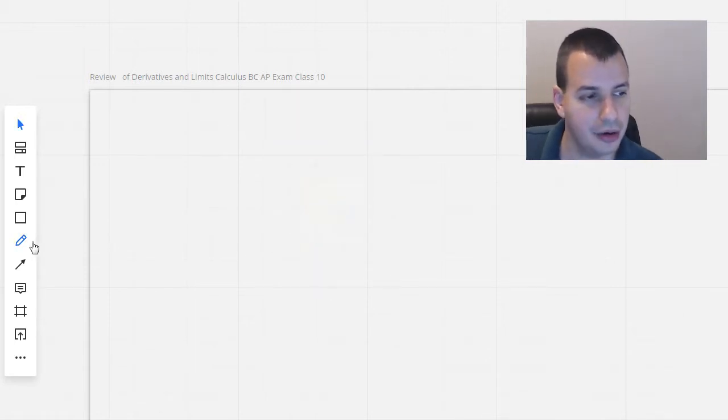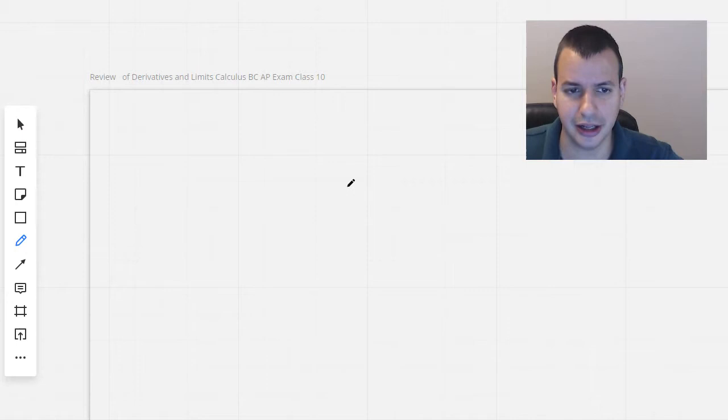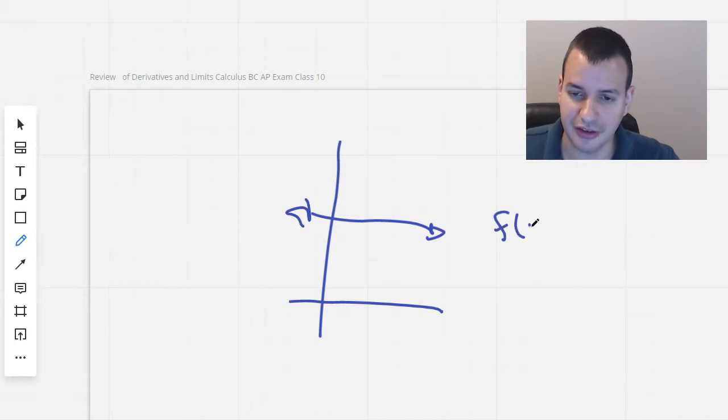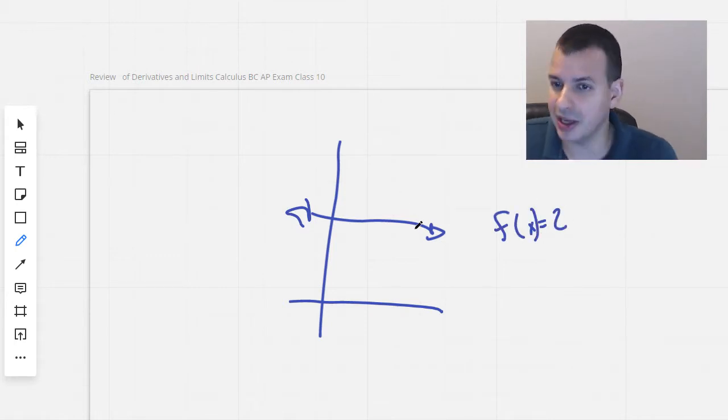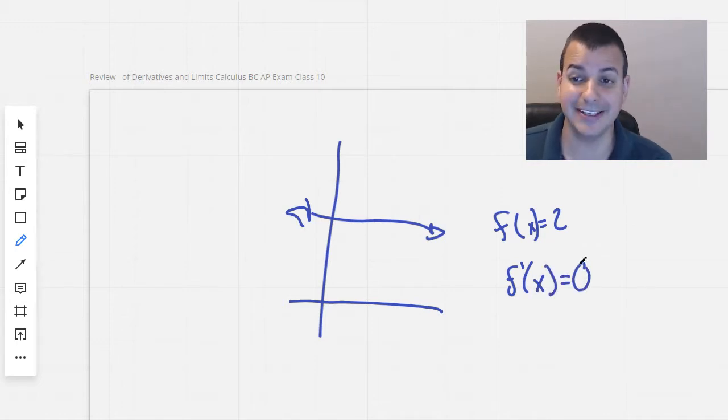Next, we talked about constants. Now, it feels kind of weird that we talk about constants. I think it'd be one of the simpler things, so we do that at the beginning. Constants, if you have a constant, something along the lines of f of x equals 2, then it makes sense that the slope, dy dx, would be 0. So if f of x equals 2, f prime of x would equal 0.